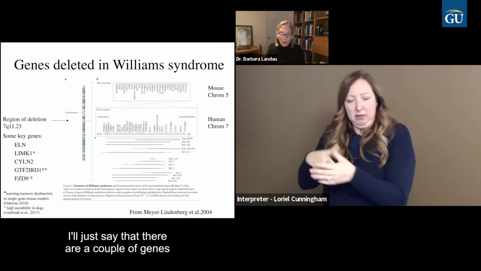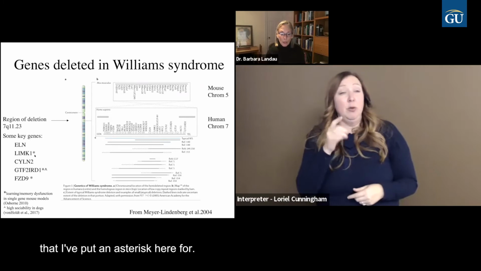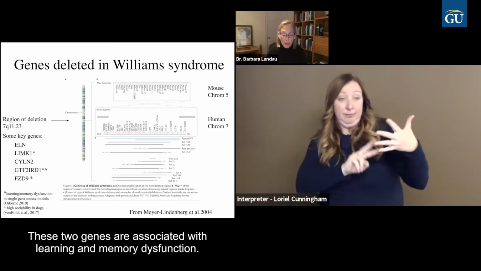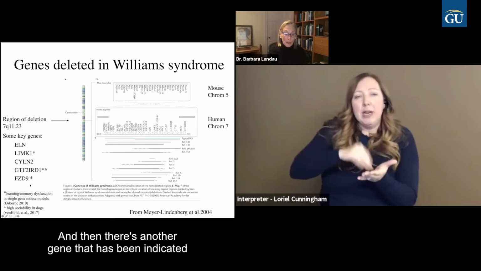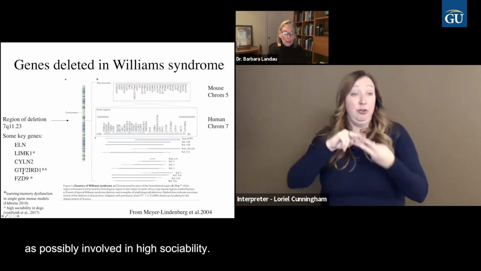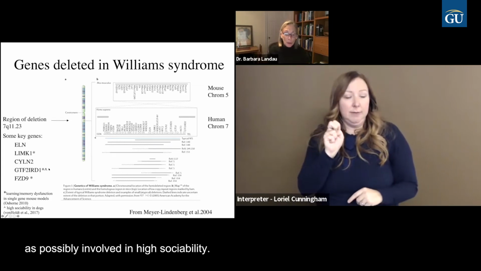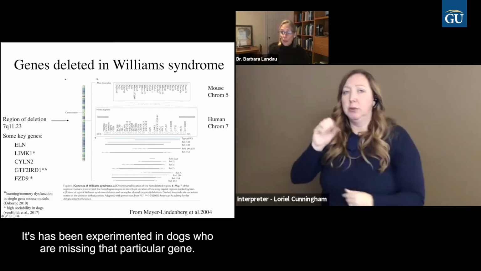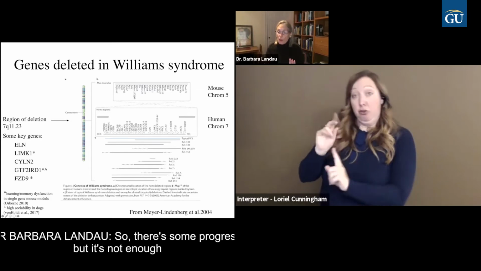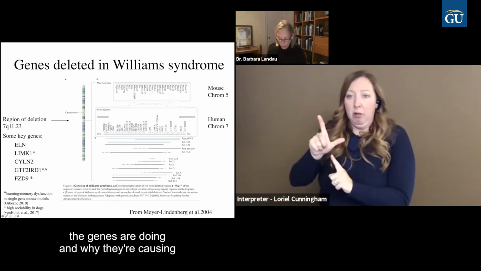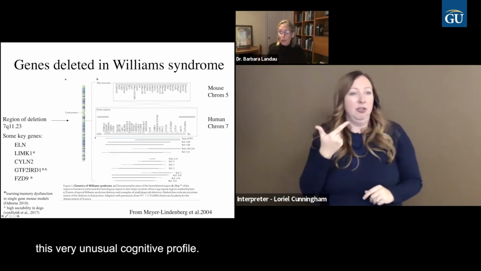I'll just say that there are a couple of genes that I've put an asterisk here for. These two genes are associated with learning and memory dysfunction. And then there's another gene that has been indicated as possibly involved in high sociability. It's been experiments in dogs who are missing that particular gene. So there's some progress, but it's not enough for us to really have the goods on what the genes are doing and why they're causing this very unusual cognitive profile.